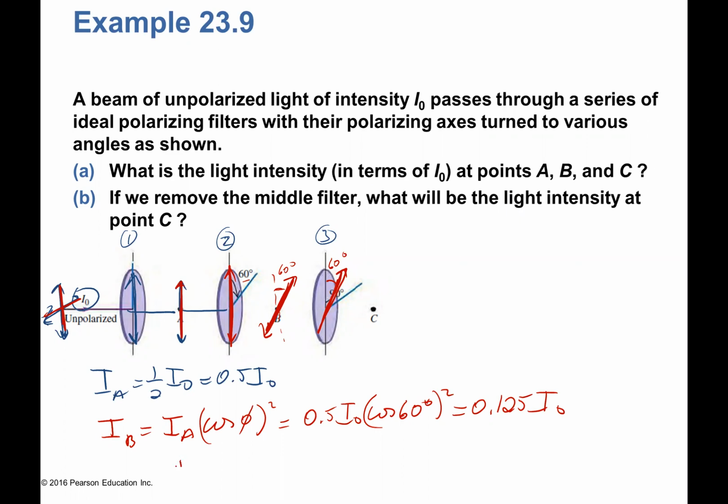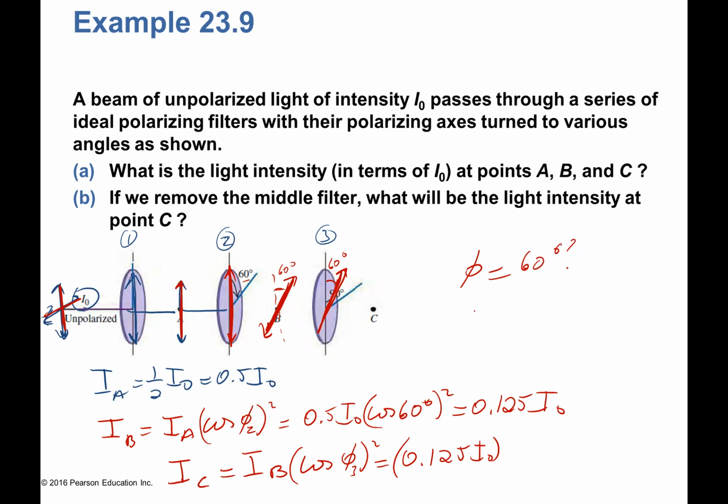Well, let's calculate. Intensity at C will be intensity at point B times cosine of phi squared. Let's call this phi 2 over there. This is phi 3. All right, so what is intensity at B? 0.125 I naught. Now, what is phi? That's the important thing. Is phi 60 degrees, this phi 3, or is it 90 degrees? What do you guys think?